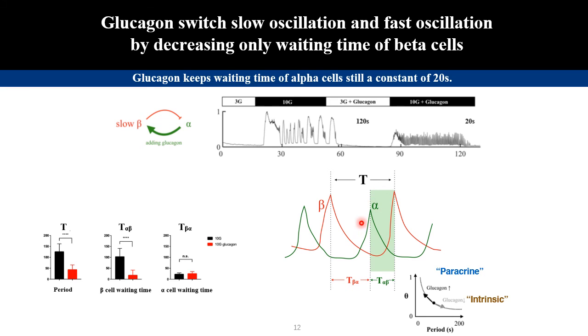And if the alpha cell effectively secretes a large amount of glucagon, then the beta cell will be quickly kicked up. Then the paracrine force would dominate and islets show fast oscillation. However, when the alpha cell fails to secrete enough glucagon, then the beta cell will behave just like the isolated single cell. Then the intrinsic force would dominate, and the islets show slow oscillation.